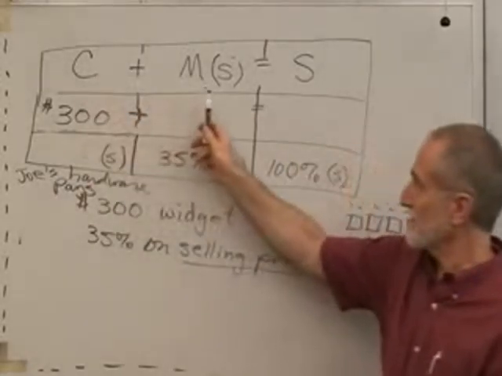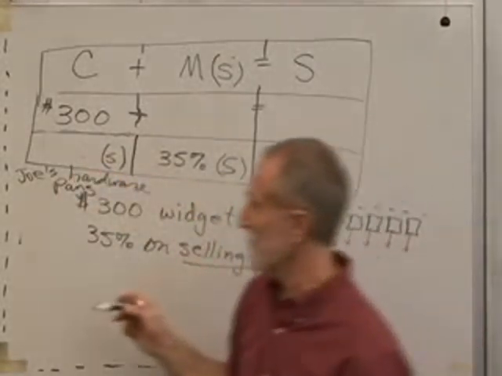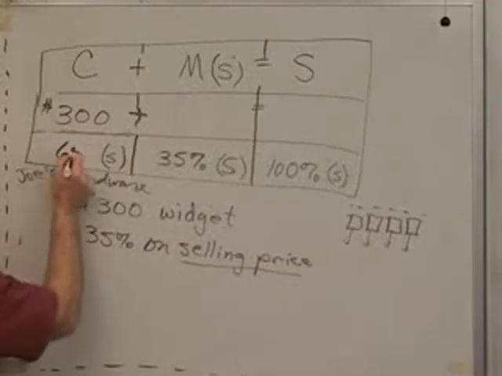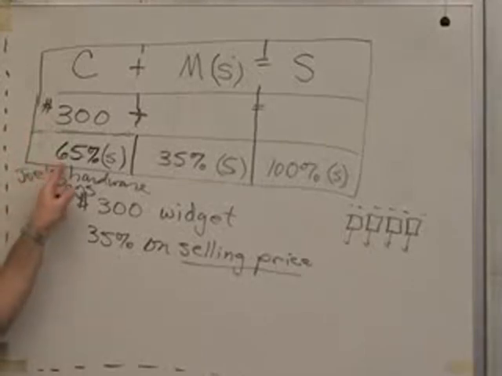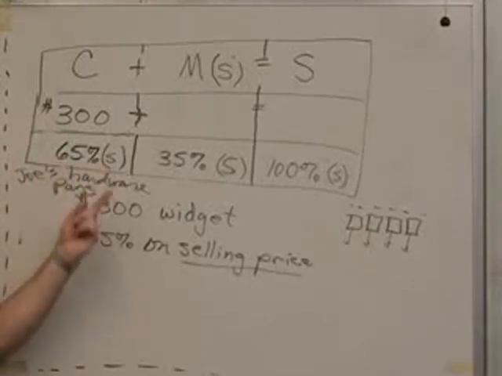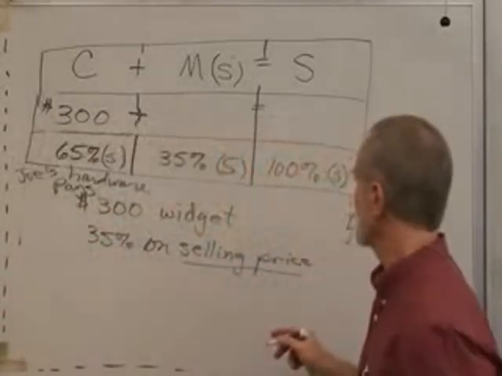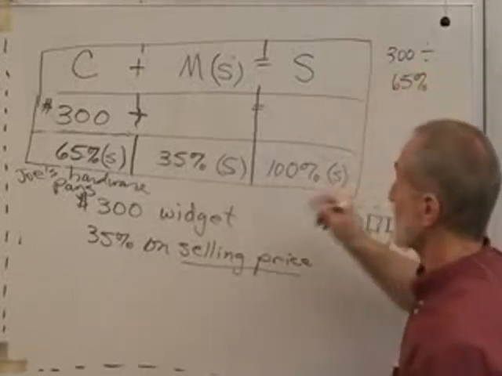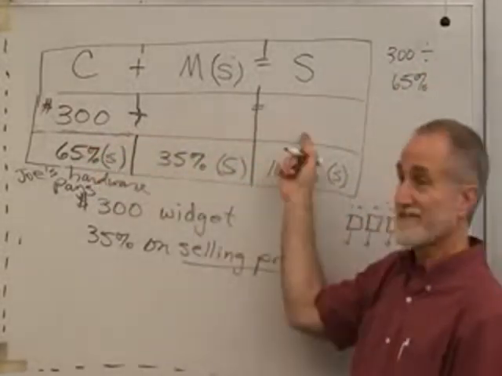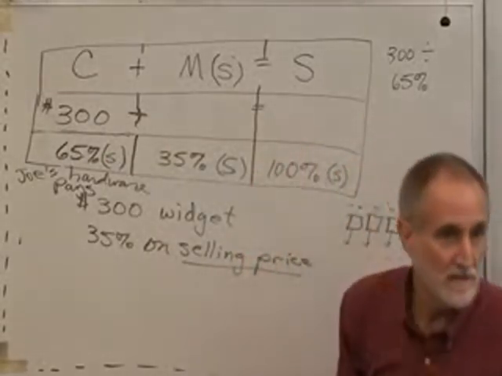So if first thing plus second thing has to be third thing, what number goes here? What percent? 100 minus 35. That's exactly right. 65%. So $300 equals 65% of the selling price. So to find the selling price, I take this top number and divide it by this bottom percent. So take 300 divided by 65%. Now that should give us a bigger number than 300, right? We got to sell it for more than what we paid or we're going to go out of business really quickly. What do we get?